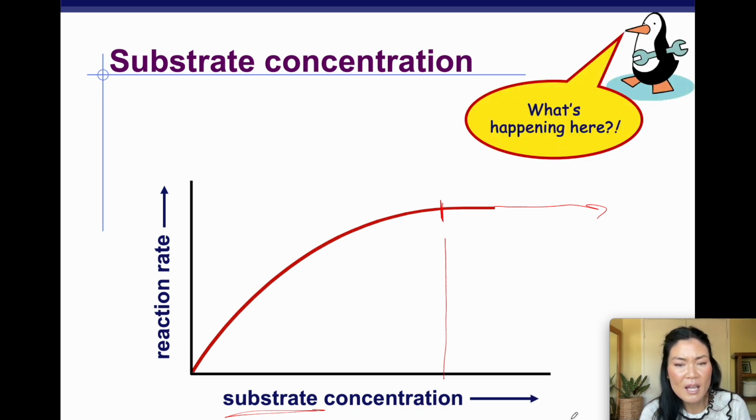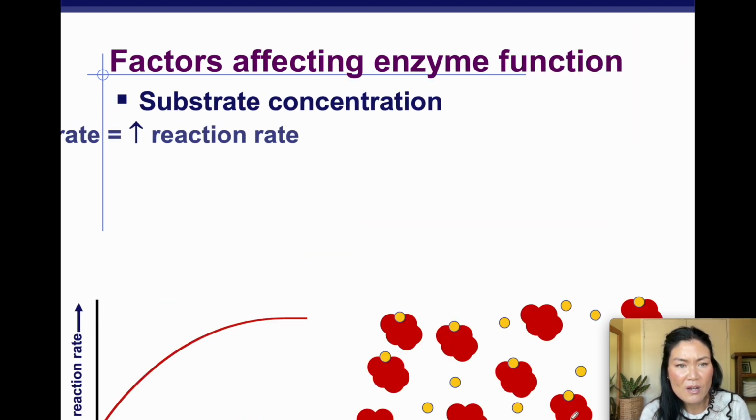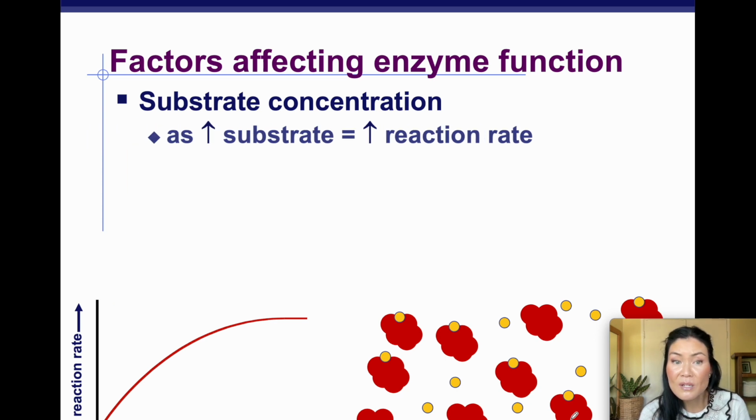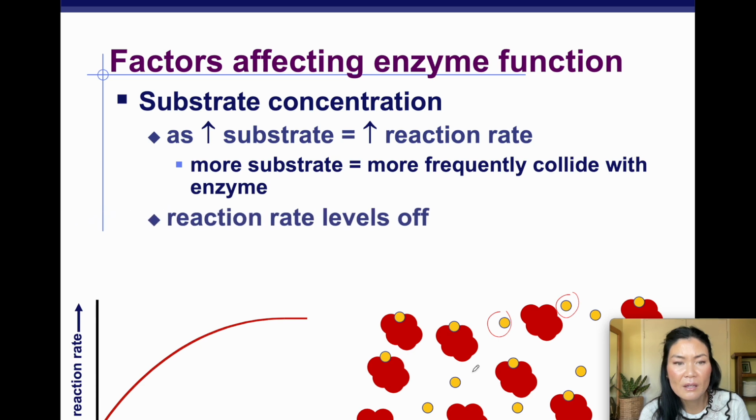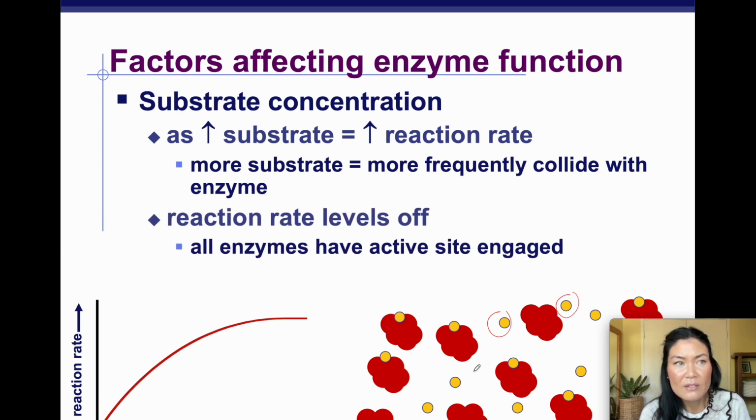What's happening here is that as the substrate concentration increases, so does the reaction rate, because the more substrate you have, which are these yellow guys, there's a higher chance of colliding with an enzyme. The reaction rate levels off when all enzymes are active and have their active sites engaged. You have all of these substrates in the cell, but all the enzymes are busy working. At this point, the limiting factor would be the enzymes.